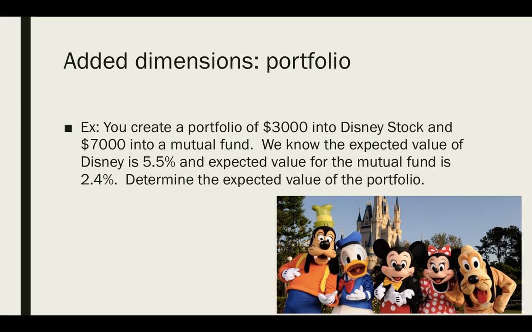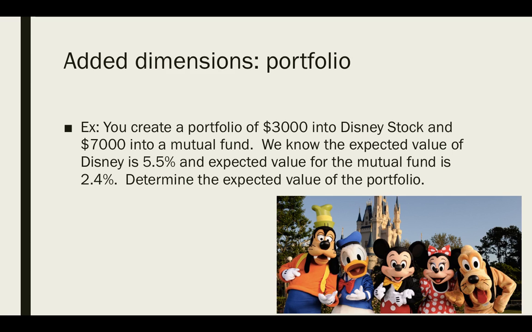If you want to create a portfolio, and in this portfolio you have $3,000 worth of Disney stock and $7,000 in a mutual fund. We know that based on just prior history, the expected value of Disney is roughly 5.5%, and the expected value for your mutual fund is roughly 2.4%. Based on this information, can you determine the expected value of the portfolio? So here we want to take into account a couple of things.